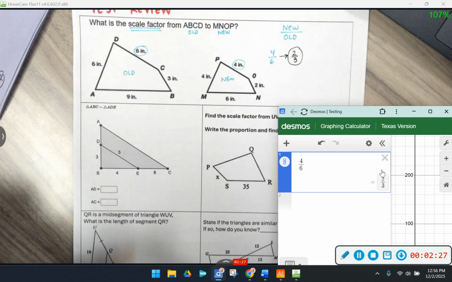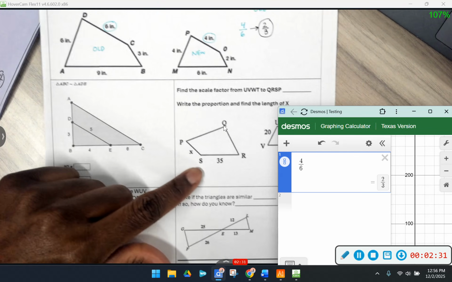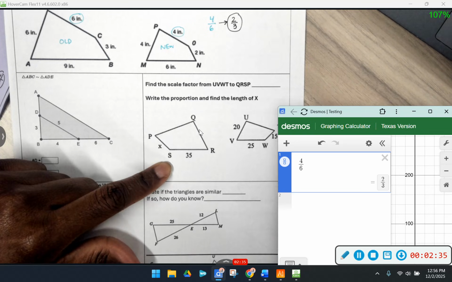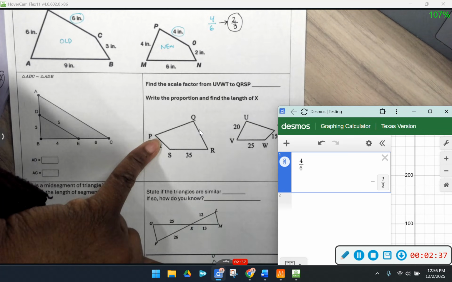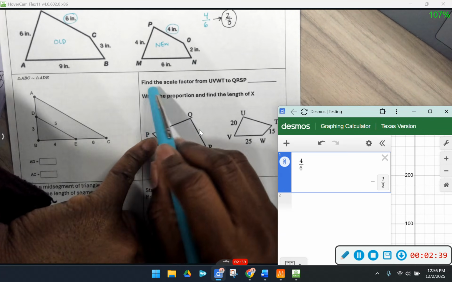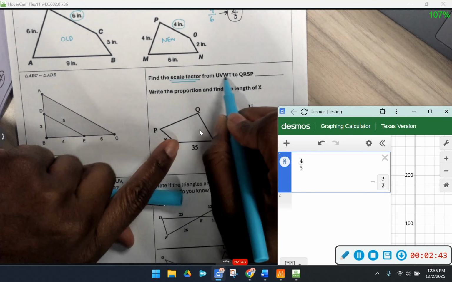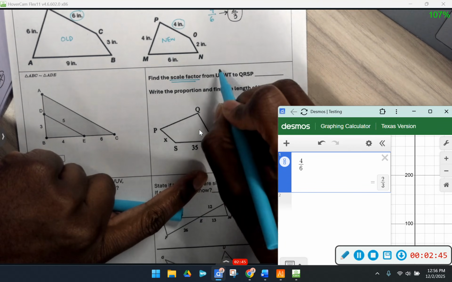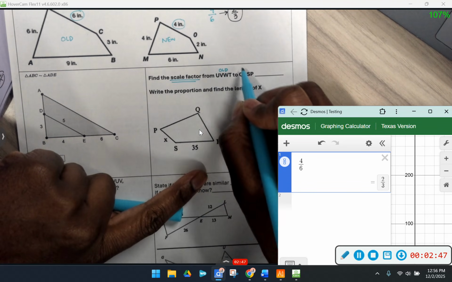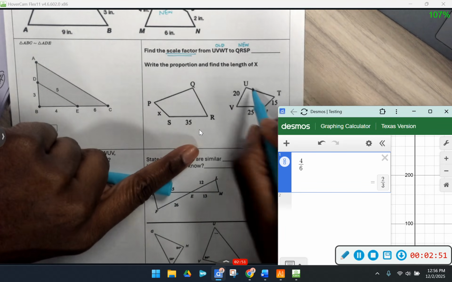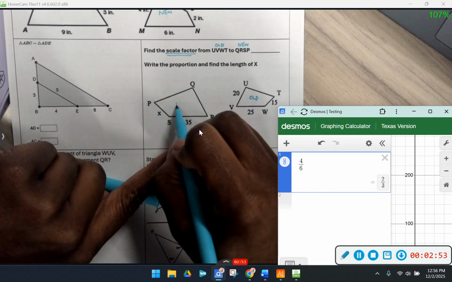All right, so that one's pretty easy. Now, I would say move on to this one. Try this one yourself. Pause the video, see if you can try it yourself. Once again, find the scale factor from UVWT. That means this one is the old one and this one is the new one. It's telling me which order to go in. So here's my old, here's my new.